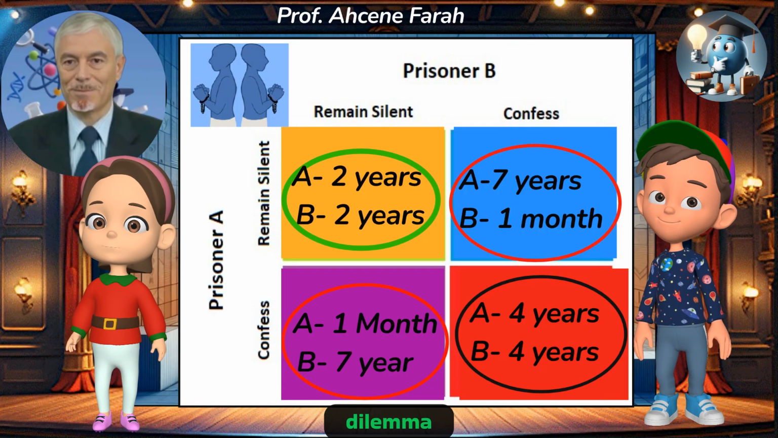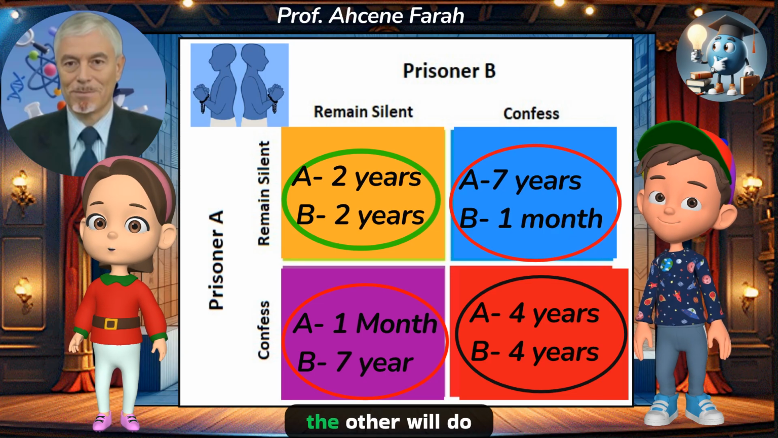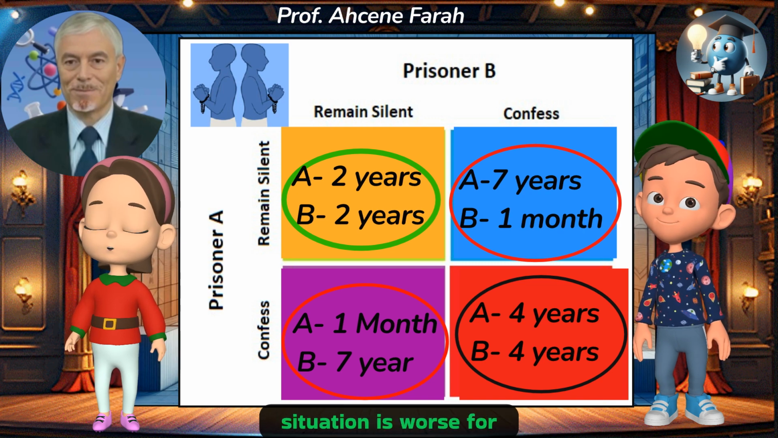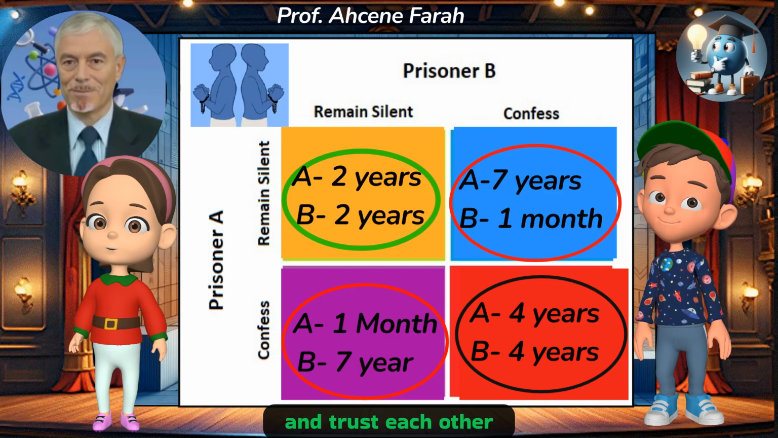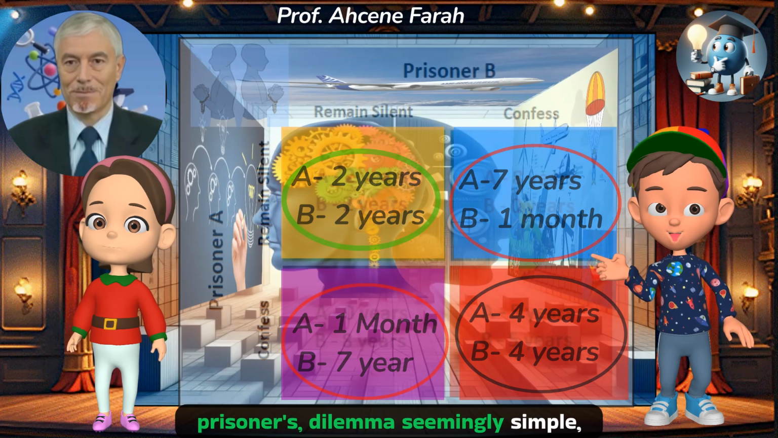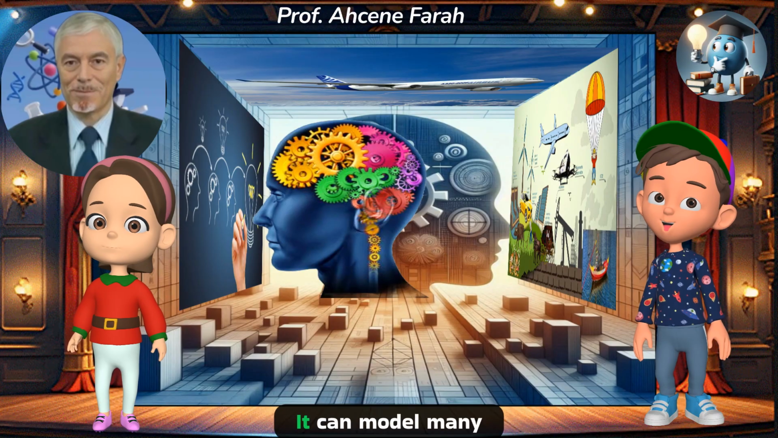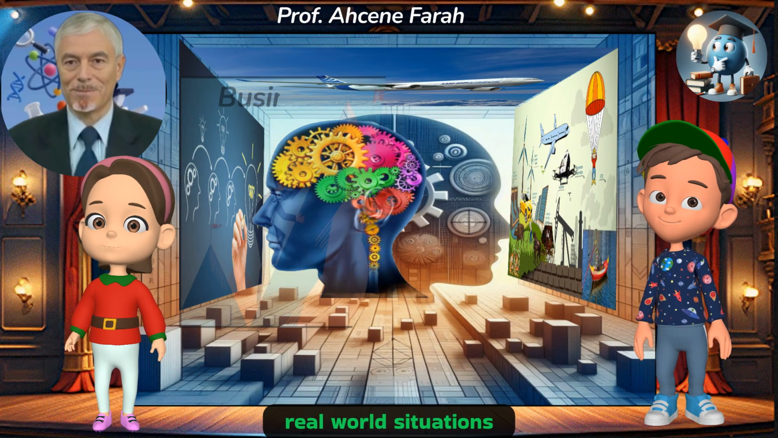Why is it a dilemma? Each individual is tempted to betray the other to escape or minimize his own punishment. But not knowing what the other will do, if both betray at the same time, the situation is worse for both than if they remain silent. The inability to communicate and trust each other often pushes towards betrayal in such situations. This concept in the prisoner's dilemma, seemingly simple, has implications far beyond the interrogation room. It can model many real-world situations.